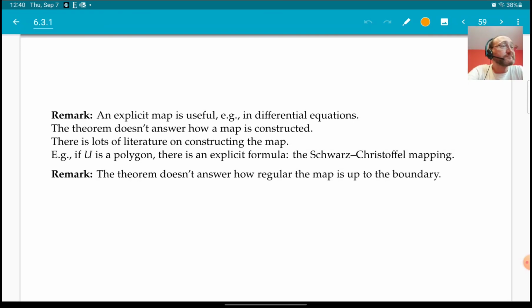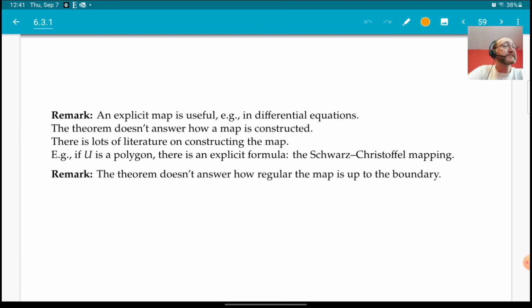Another remark, which is also useful when you're solving differential equations, is that this version of the theorem doesn't tell you anything about how nice or regular the map is up to the boundary. Is it continuous up to the boundary? That means, is it continuous on the closure of U? Or does it extend to be continuous on the closure of U? Does it extend to be smooth? Does it extend analytically past it?